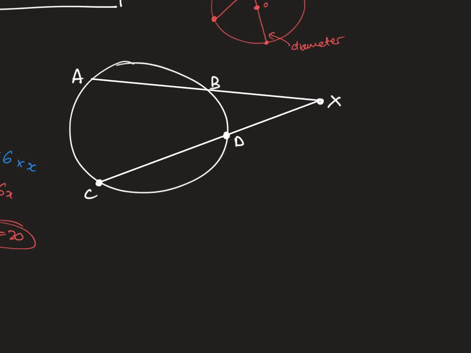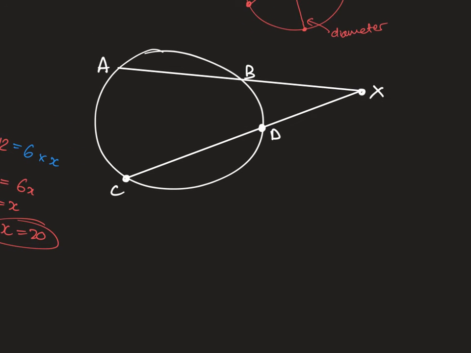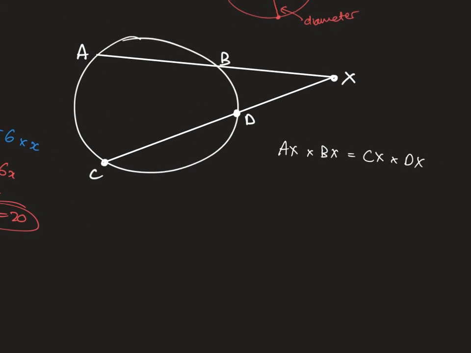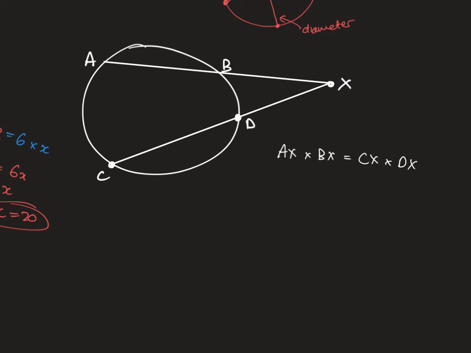And let's have a look at the next rule here. This is when you have the chords, but they actually go outside of the circle here. Now, it's the same sort of principle, but let me go through the rule. The rule is that AX times BX will equal CX times DX. So actually it is the same rule as the previous one, except it just depends on where you place your A's and B's. So be careful, it's the full length here of AX times the BX.